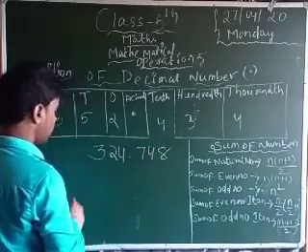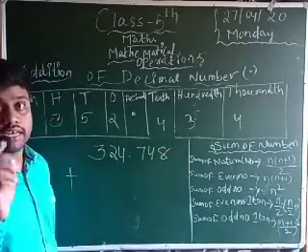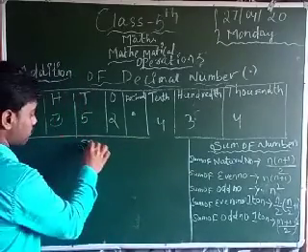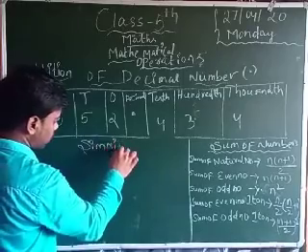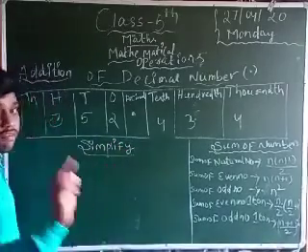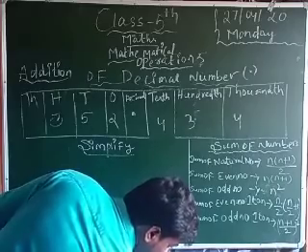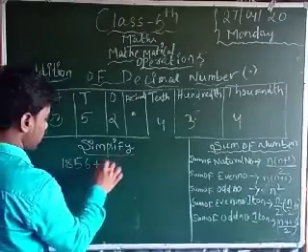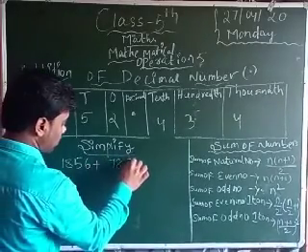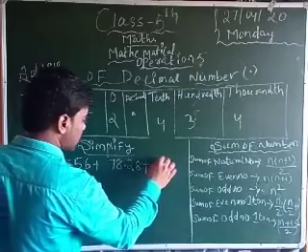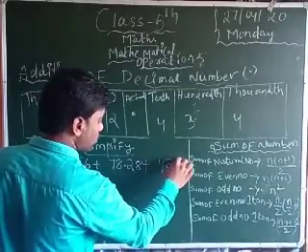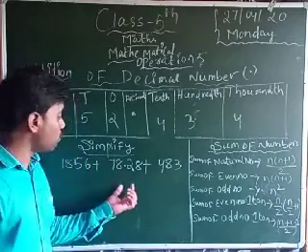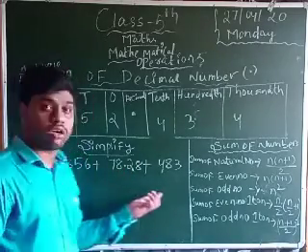Now 324.748 plus the next number. Let us simplify a question. Look at this one: 1856 plus 78.28 plus 483. Here only one number has a decimal, and the remaining two do not.